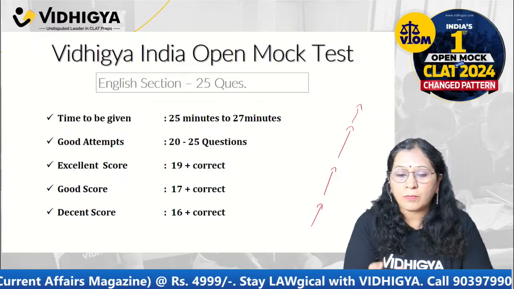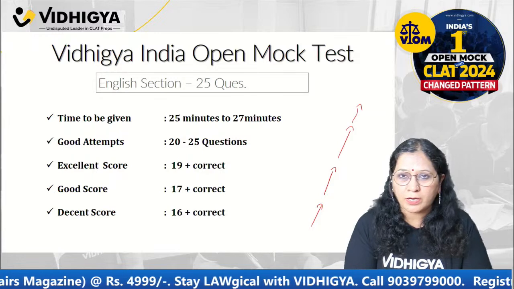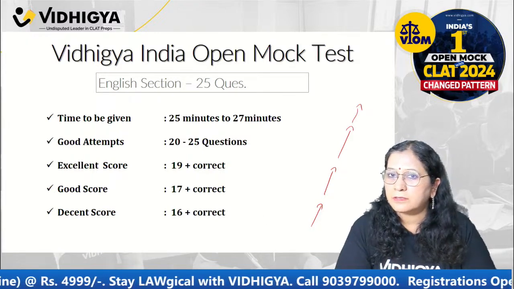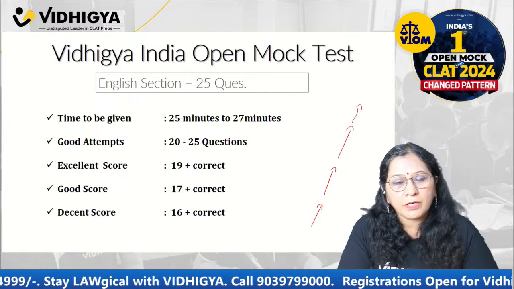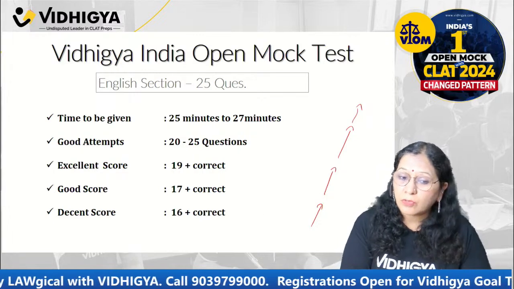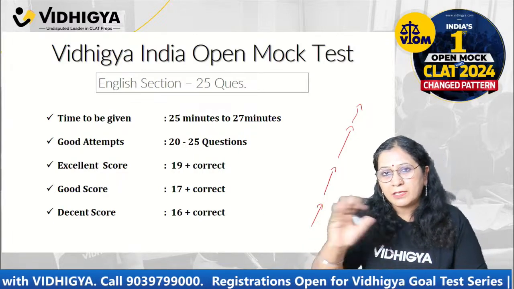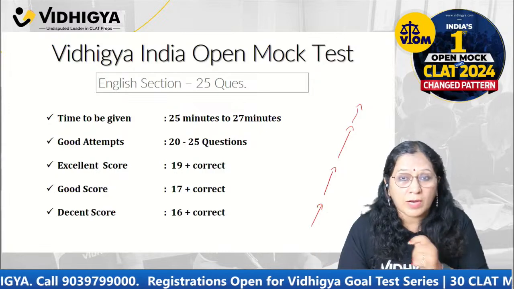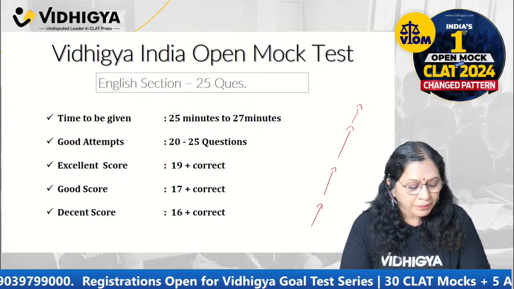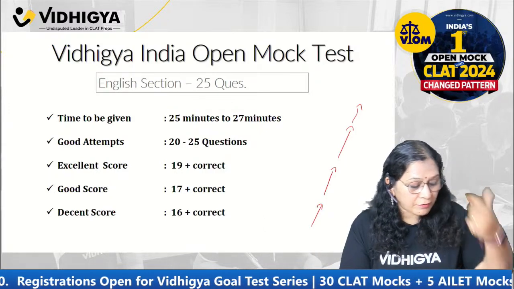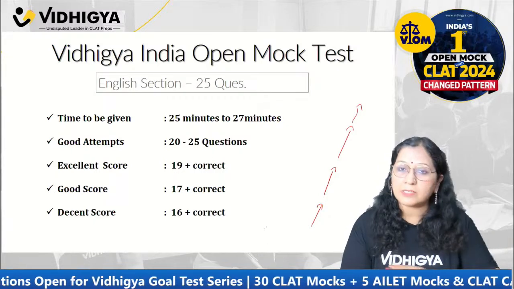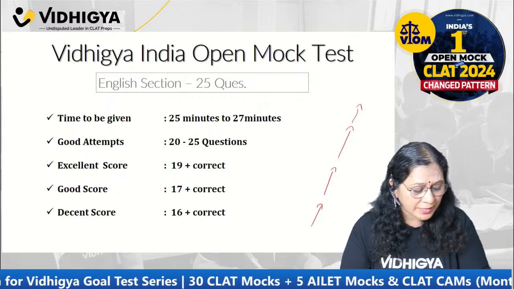Right. So by the end of October, out of 25, we should be able to do at least 22 correct. तो जाके 20 प्लस में मार्क्स आ जाएंगे अक्टूबर नवंबर में, वो आना चाहिए मतलब सितंबर अक्टूबर तक. ठीक है. So 20-25 questions would be a good attempt. Excellent score would be 19 plus anything that we are getting correct.